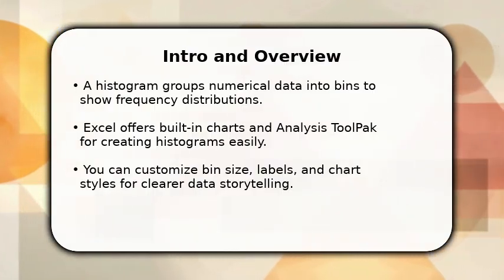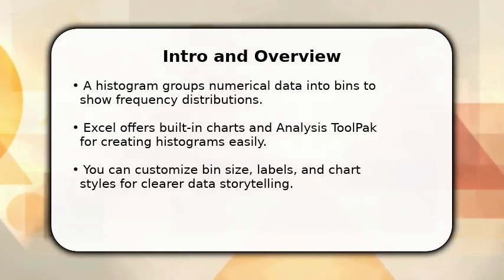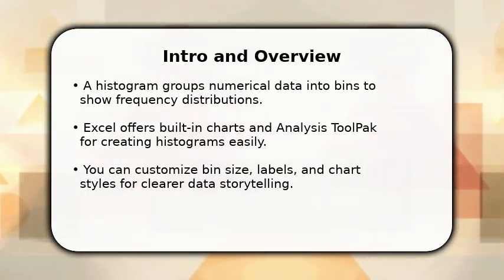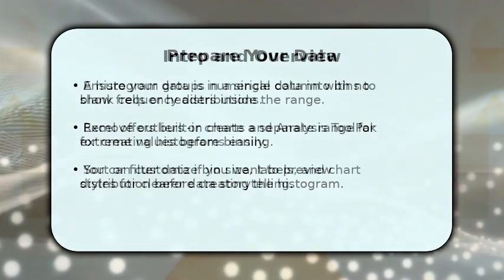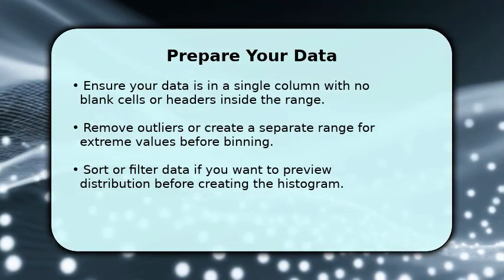Next, adjust bin settings by right-clicking the horizontal axis and selecting Format Axis to refine bin width and labels for clearer presentation. Start by cleaning your data in Excel so the histogram reflects true distribution.